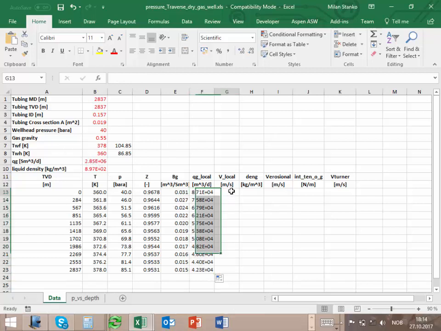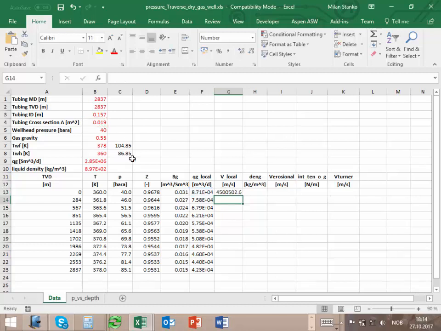And then comes the final step, which is I take this rate and divide it by the cross-section area of the tubing. It's here, and I block that area because it's constant for every section, and I got something strange. Oh, yeah, because that's cubic meter per day, so I have to change from day to seconds, because velocity I express in seconds.